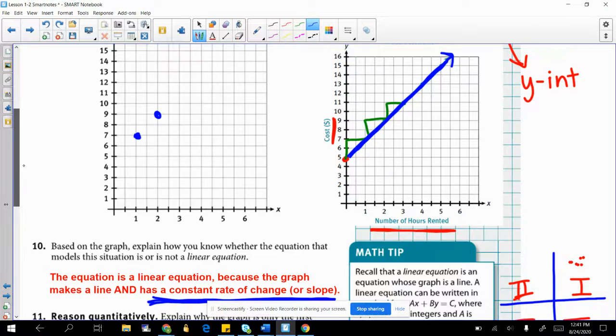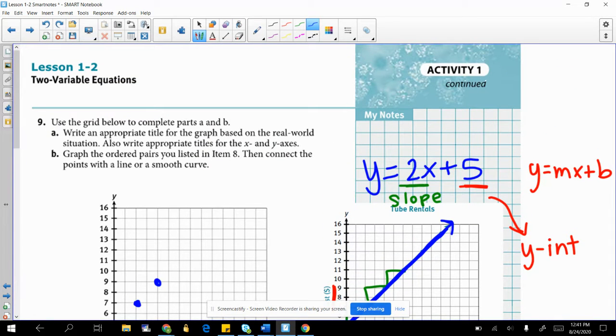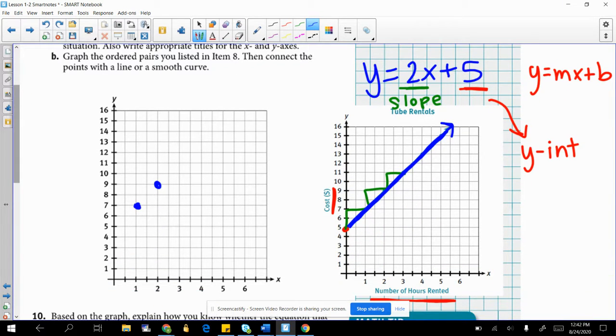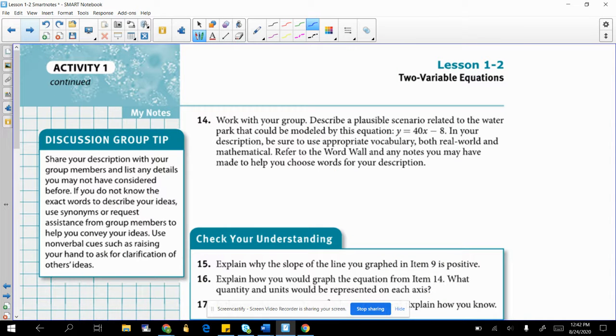All right, so that's pretty much it. That's a very basic example of how to come up with an equation and how to graph that equation for a two-variable equation. Last thing I would like for you to try, and I know it says work with your group here, but I want you to try to think of your own description for a scenario. It could be related to the water park, or you could be even more creative, for y equals 40x minus 8. So that's another two-variable equation. Just try to come up with how you would involve that minus for the y-intercept and have a slope of that 40. Okay?